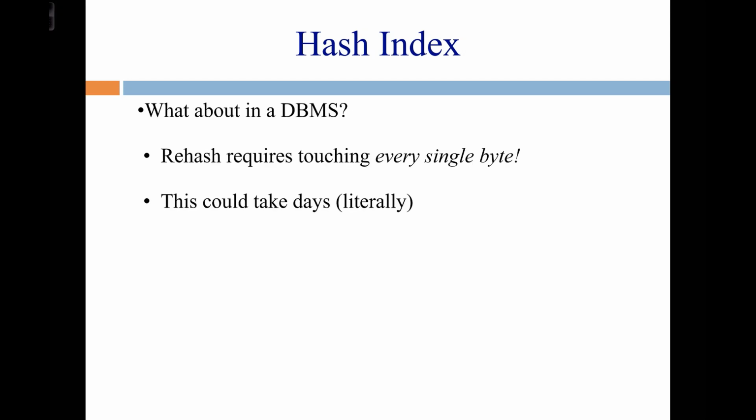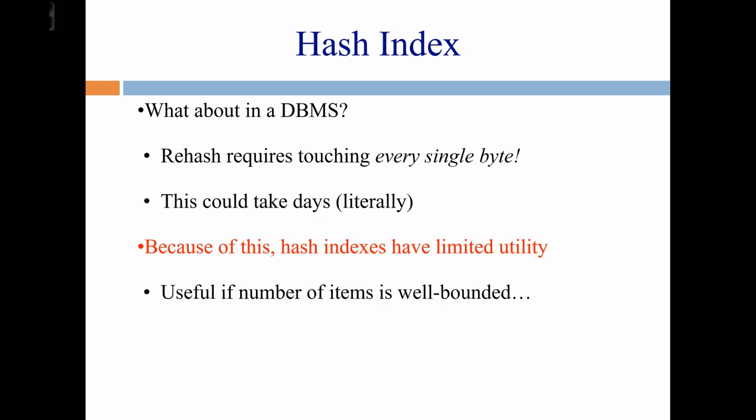Rehashing requires basically touching every single record. You've made the hash table bigger, so which index something hashes to changes for every item, so you have to look at every item and rehash it. With data this large, this could take just prohibitively too long. It could take days to rehash a gigantic hash index. So for this reason, hash indexes have very limited utility, and in fact, they are quite rarely used in practice in a relational database.